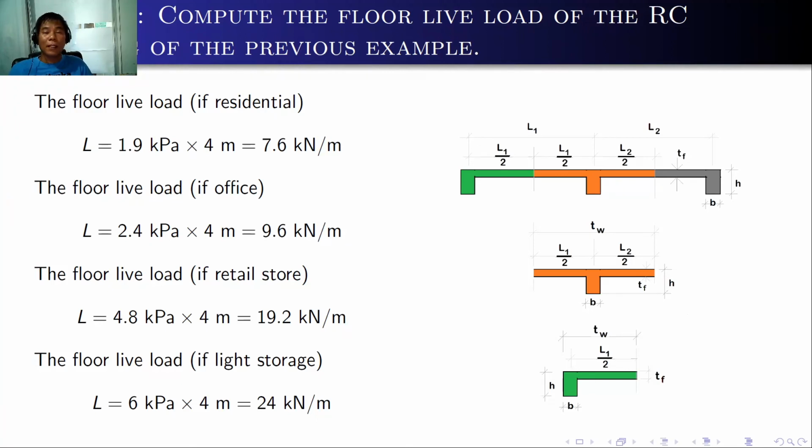1.9 kilopascal times 4, so 7.6 kilonewton per meter. For the floor live load in office, we have 2.4 times 4, 9.6 kilonewton per meter. It becomes heavier. If we have a retail store, that's 4.8 kilopascal times 4, so 19.2 kilonewton per meter. And also, if we use a light storage, that would be heavier, 6 kilopascal times 4 meters, which is 24 kilonewton per meter.